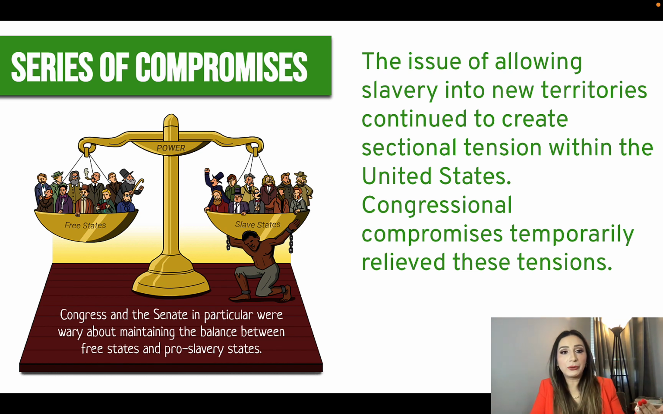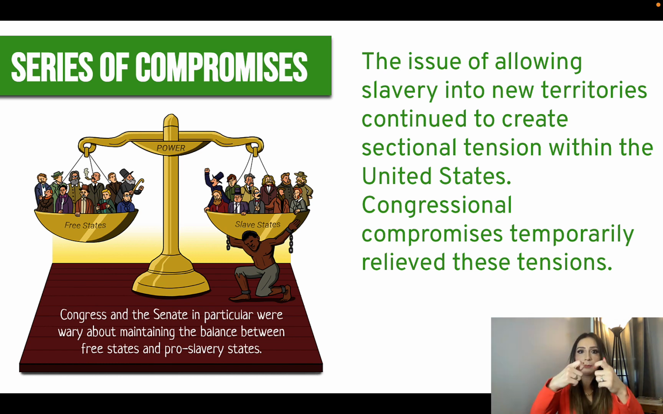Allowing slavery in the territories of the United States continued to be an issue. The North didn't want slavery to spread to the West. The South said, we need it. We've exhausted our soil in the South. We need fresh soil, which can only be found in the West. So these tensions continue to increase.